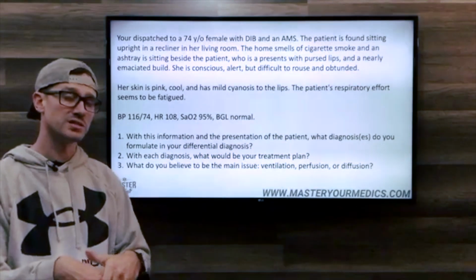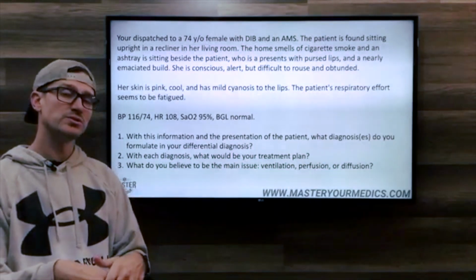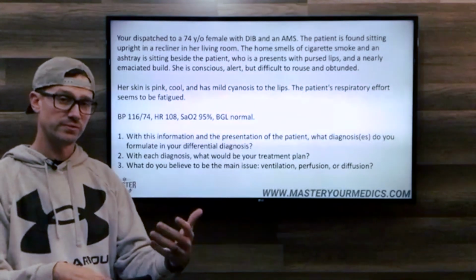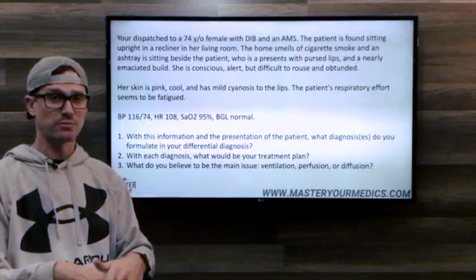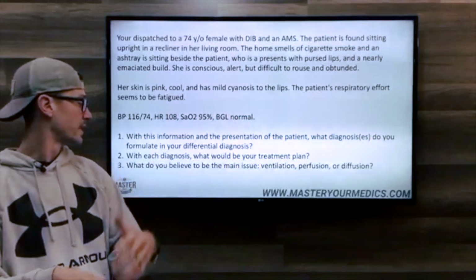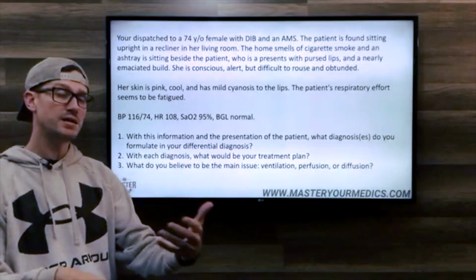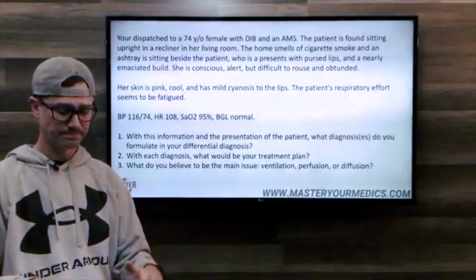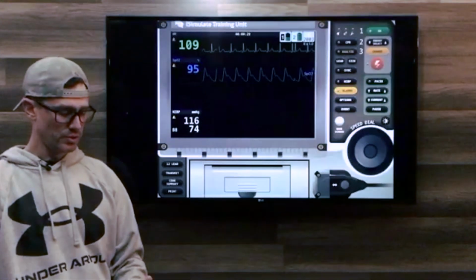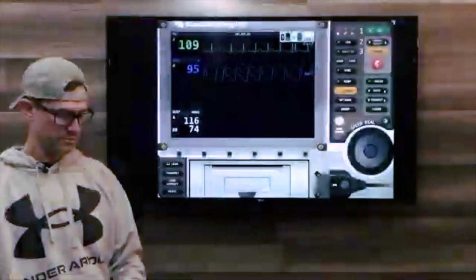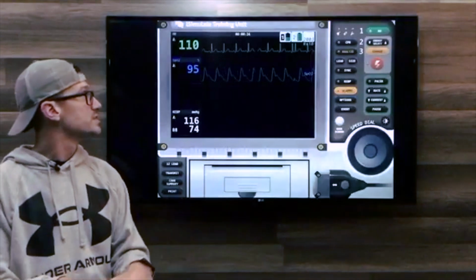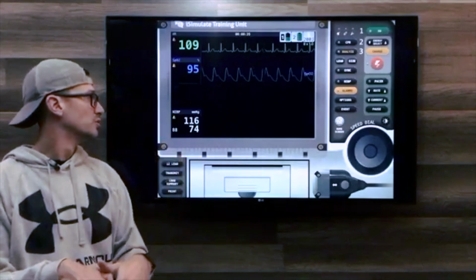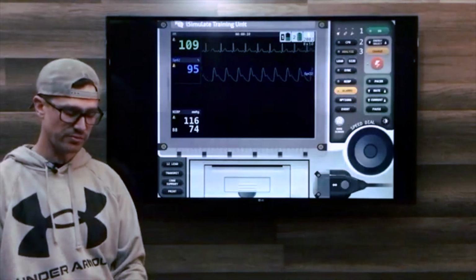With this information and the presentation of the patient, what diagnosis or diagnoses did you come up with in your differential diagnosis? With each of those field diagnoses, what would be your plan of attack? What would be your plan of treatment for this patient? And what do you believe to be the main issue with this patient? Is it ventilation? Is it perfusion? Or is it diffusion? So on the monitor, heart rate's 110, going 108, 110, 95% on room air, blood pressure 116/74.